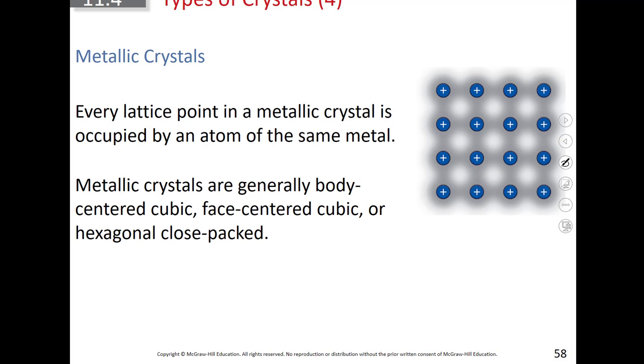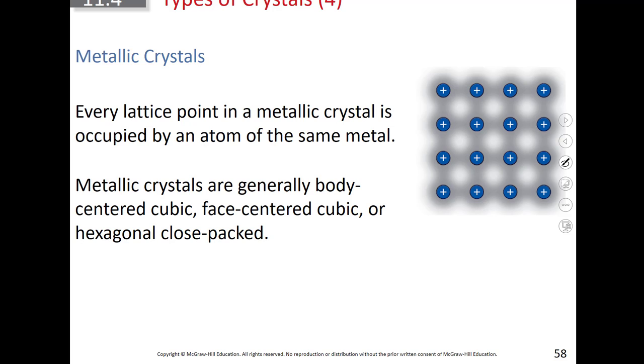Metallic crystals. Now we had an example of this last time when we did the density of gold, but we didn't really talk about what the difference is. Metallic crystals are these large three-dimensional networks of metal atoms, but they're not bonded covalently and they're not bonded ionically, so what is holding them together?